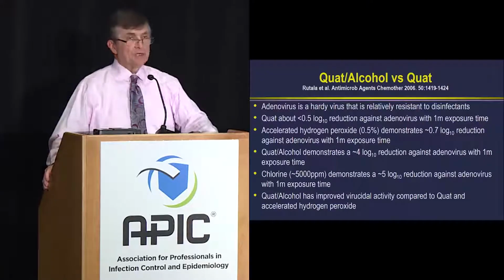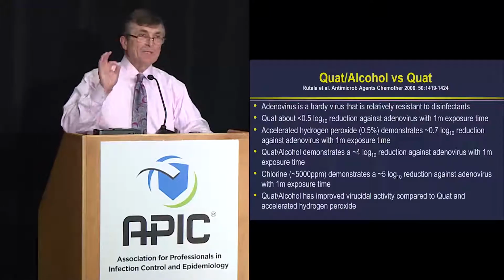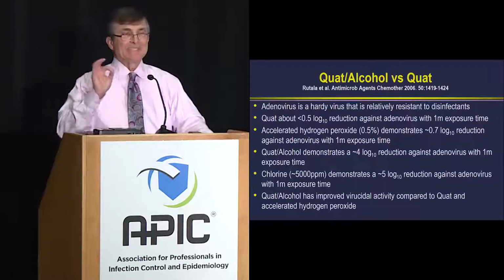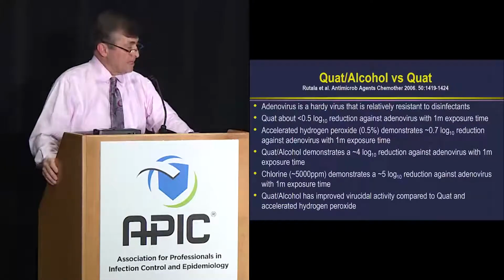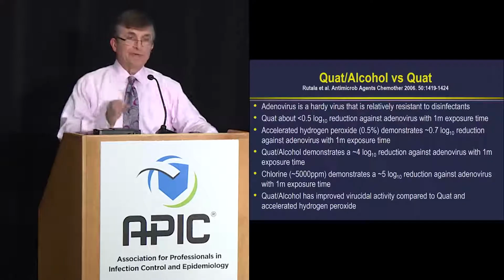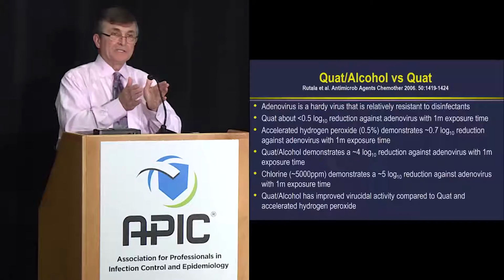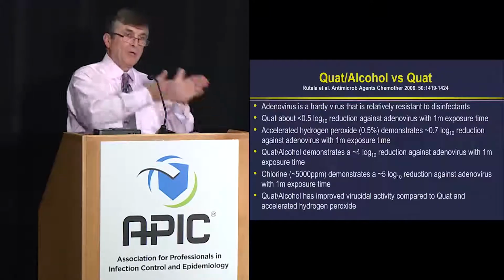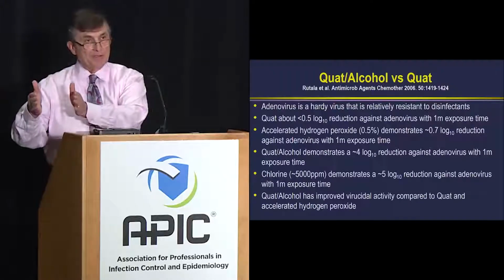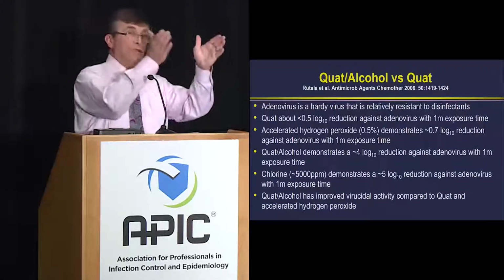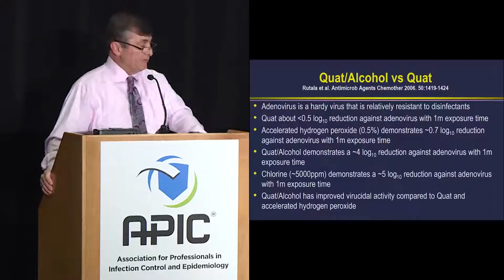We saw the accelerated hydrogen peroxide at 0.5% also had about the same level of microbiological activity, 0.7%. That means less than 90% reduction in 1 minute. But the quad alcohol demonstrated essentially a 4 log reduction in the same 1 minute. So quad alcohol combines the antimicrobial activity of a quat with the alcohol and is more active. Chlorine, in comparison, 5,000 parts per million, which is a 1 to 10 dilution of sodium hypochlorite that we typically buy, demonstrated a 5 log reduction.